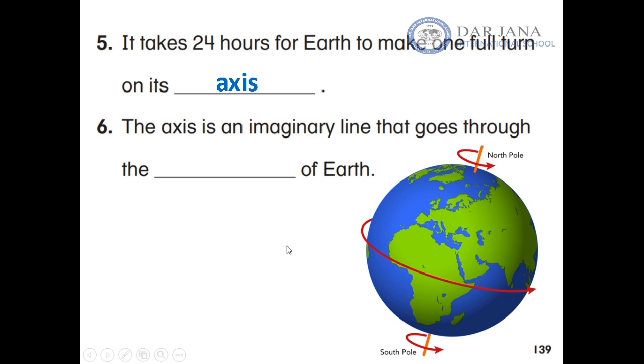Number 6. The axis is an imaginary line that goes through the what of the earth? Look at the axis. It goes through the what of the earth? Through the center of the earth.